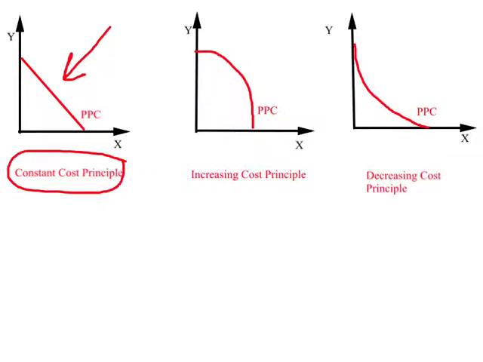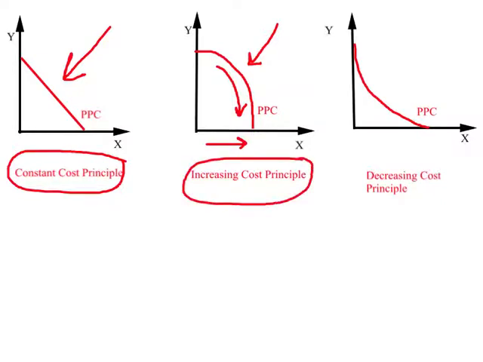as you decide to increase production of one. Now look at this kind of PPC, another possible shape. And here what you find is as you increase production of good X, the absolute value of slope will continue to increase, or this is increasing cost principle. As you increase production of X, you are giving up more and more of Y. And the third diagram represents decreasing cost principle.